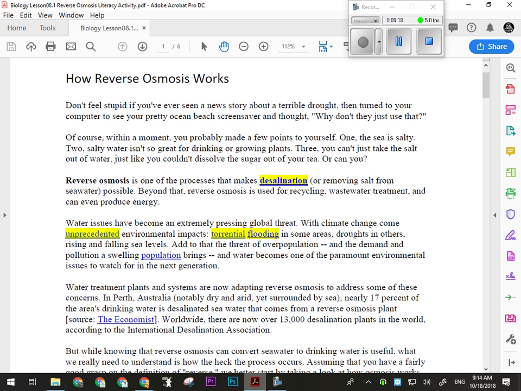All right, torrential. Torrential means it's just unbelievable. It's a wave. It's a wall of water. It's just coming down in torrents. That's just huge amounts of water like we've never seen.